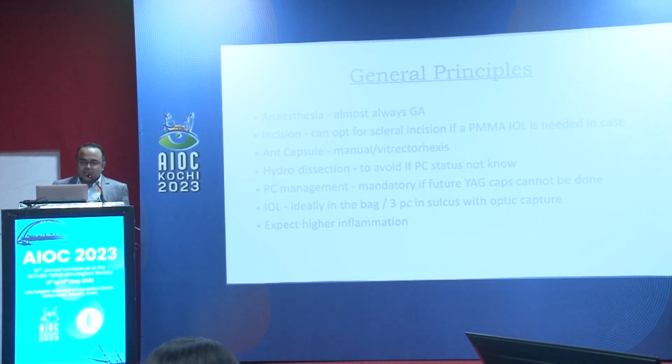And hydrodissection: if you see a total cataract or if you don't know the status of the posterior capsule, it's better to avoid hydrodissection. Posterior capsule management: if you feel that the child will not cooperate within a year or two, when the child will develop a posterior capsule opacity, you have to do a posterior capsulotomy, provided there is enough capsule, and you have to assess that. And the IOL ideally should be in the bag, or a 3-piece IOL in the sulcus, preferably with optic capture, and also expect higher inflammation.